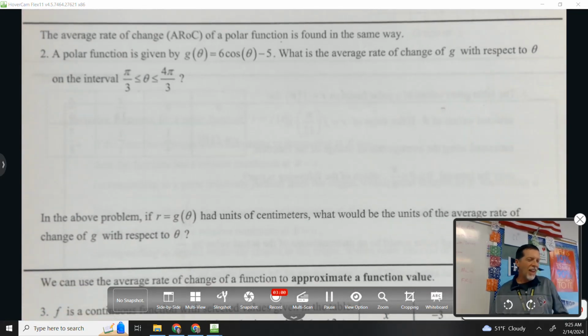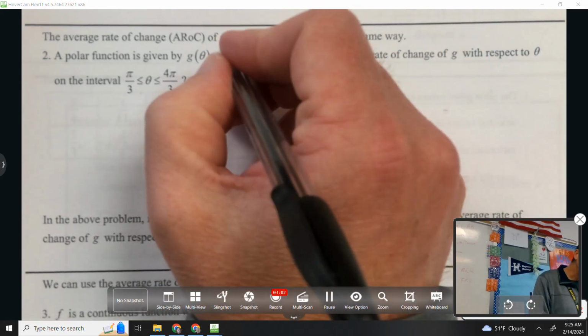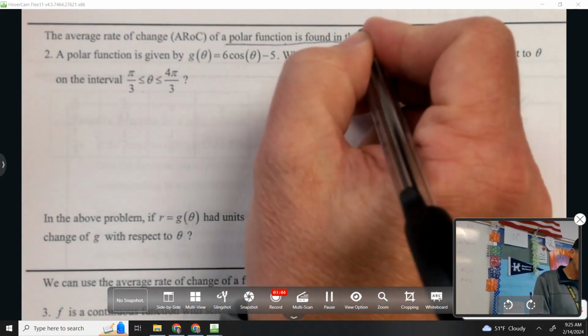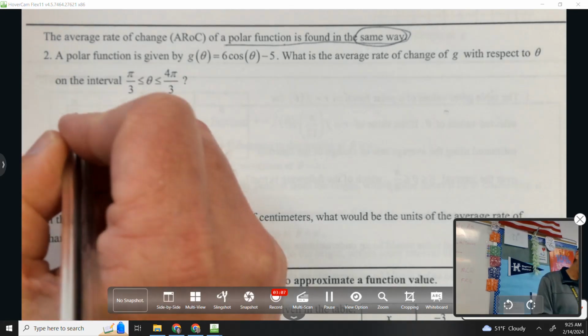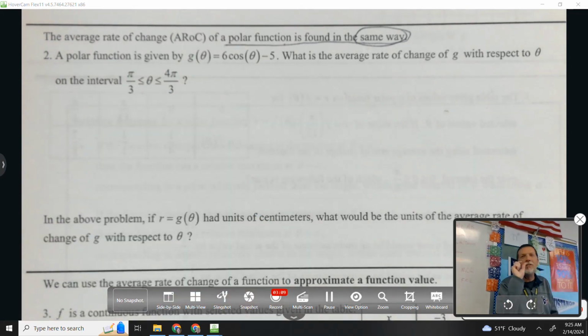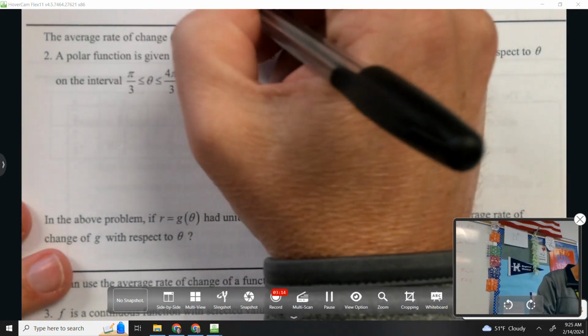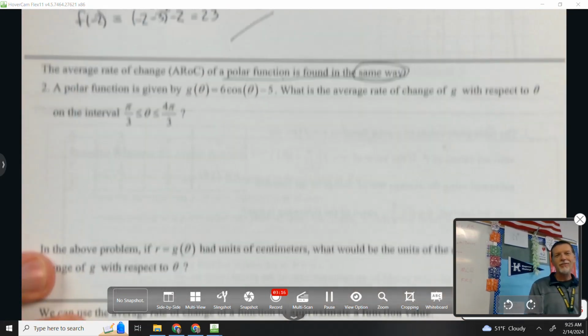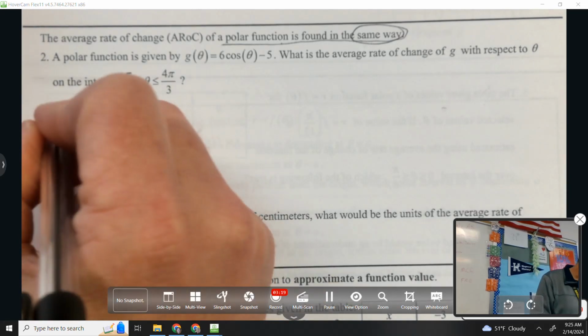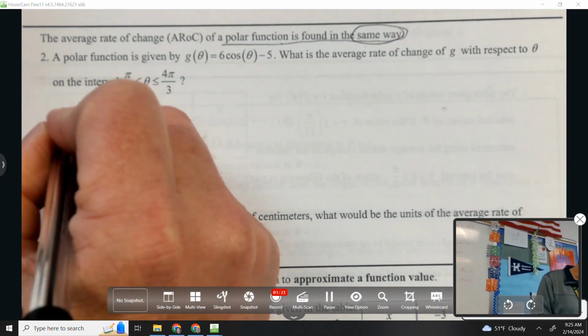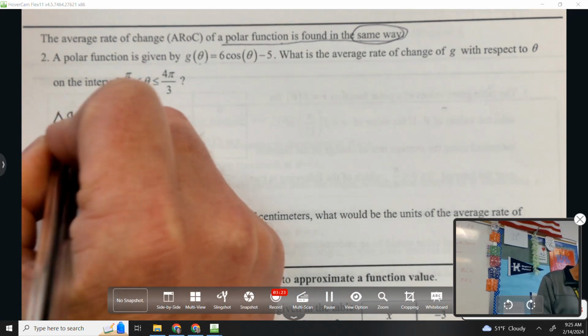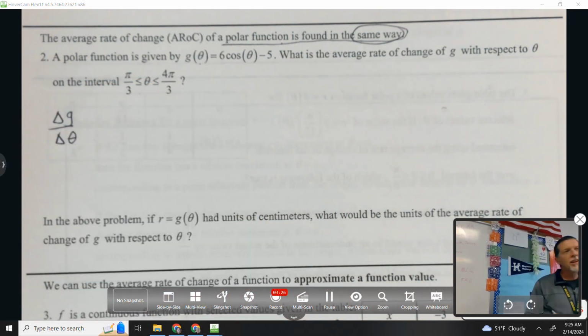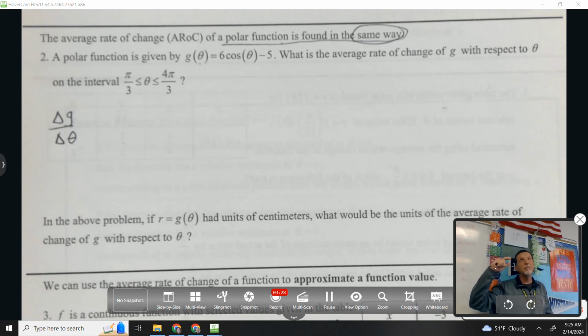Number 2, the average rate of change for a polar function, here's good news, is the same thing. So again, it's hard to visualize like slope on a polar graph because it's not like a rise over run, because you don't really have rises and runs in polars. But it's still change in g over change in theta. So it's still the dependent variable over the independent variable, if you want to use the fancy words.